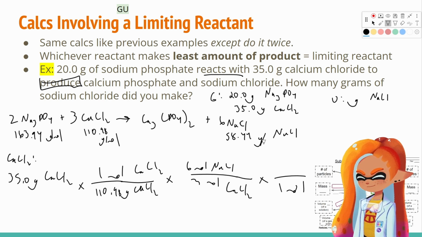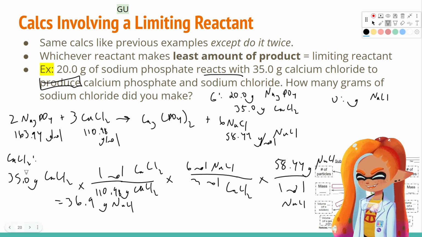Oh, I forgot the moles here. I have 1 mole's worth of NaCl, and then 58.44 grams of NaCl. Cool. And then if I did the math for this, I will get 36.9 grams of NaCl.